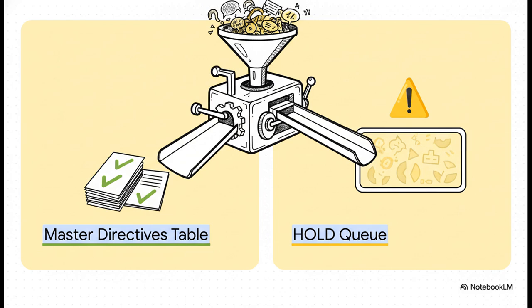But just as important is the hold queue. This is where all the risky, vague stuff goes. All the "I think we shoulds" or "maybes." Things that need clarification before anyone touches them. One side enables action, the other side actively prevents errors.